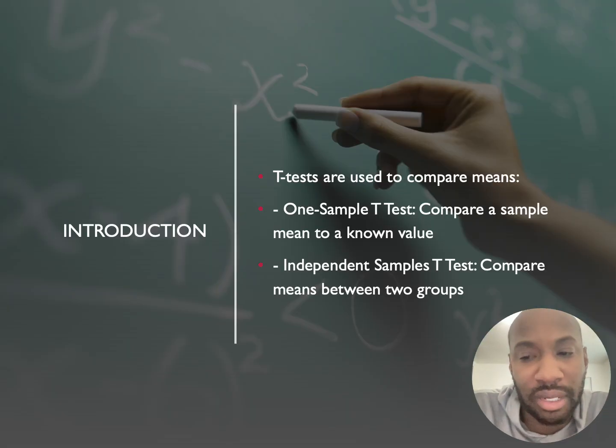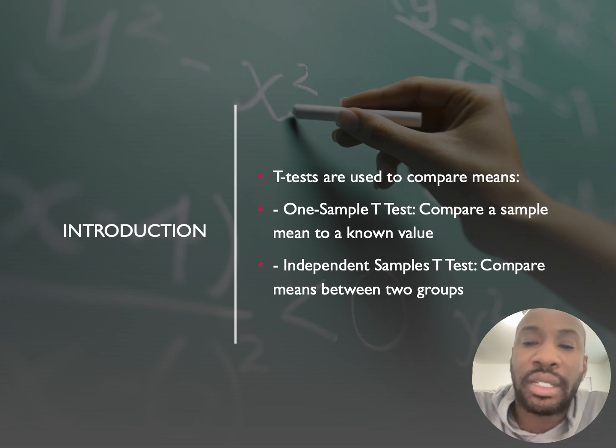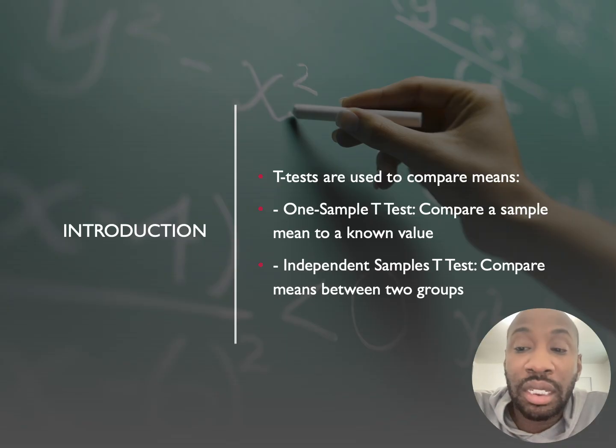T-tests are used to compare means. The one sample t-test compares a sample mean to a known or hypothesized population mean. The independent sample test compares the means of two independent groups to see if they differ significantly.